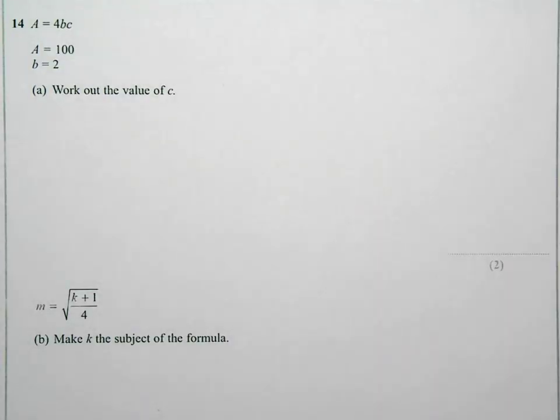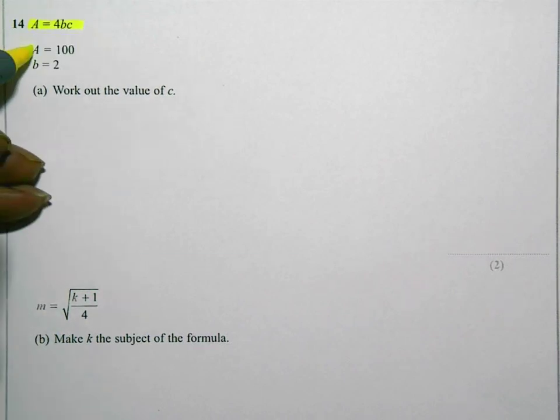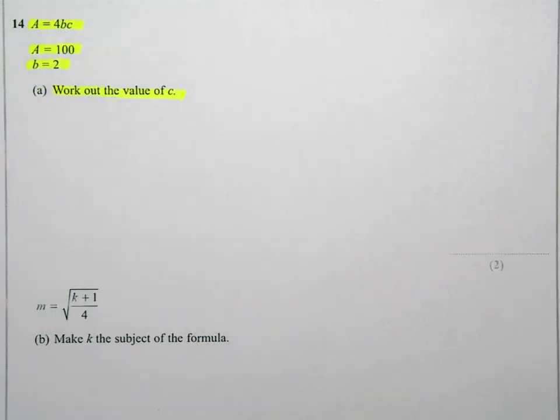Okay, here's question 14 on the higher calculator paper. Not a lot of writing here, but let's read the question. So it's question 14. A is equal to 4BC. A is equal to 100. B is equal to 2. Work out the value of C.